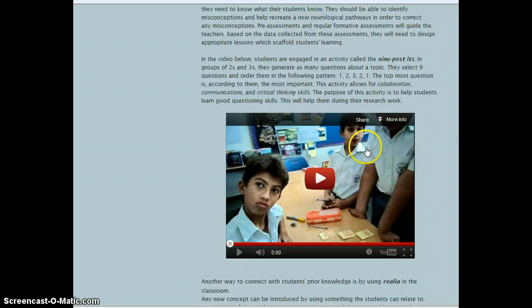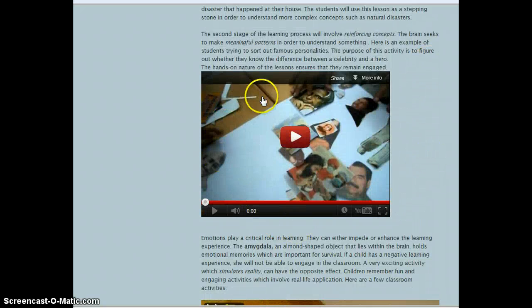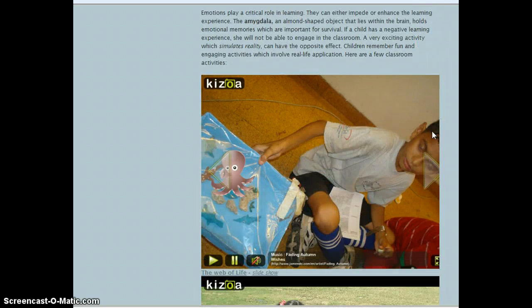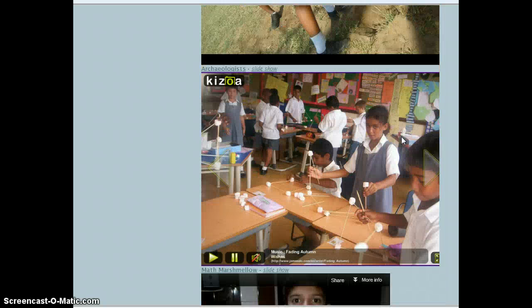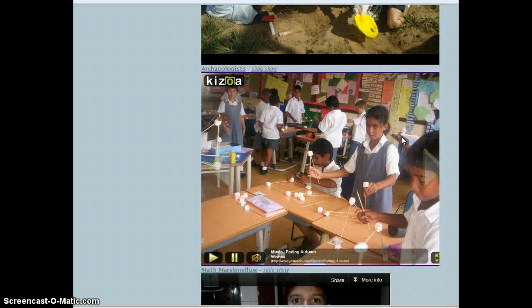I've introduced a few videos where I show how I create activities which will help children develop long-term memory. So this is a questioning activity. This is a sorting activity. Here I've given some slideshows where children are engaged in sort of a simulation, a real life use of their understanding.